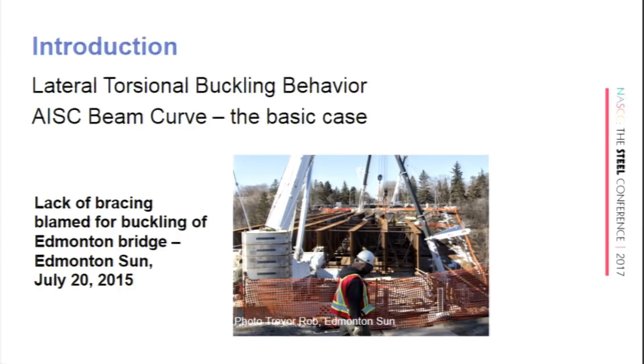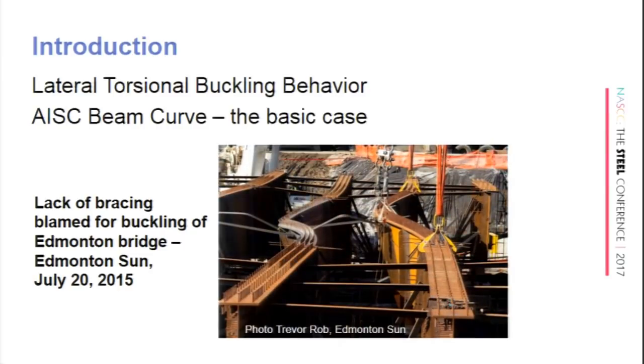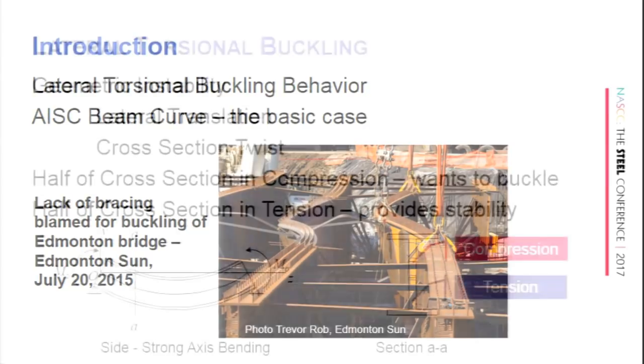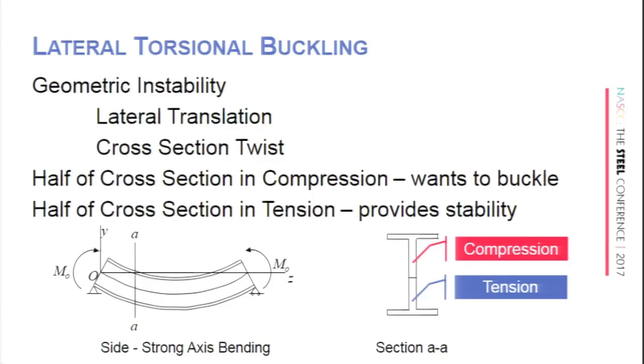We'll talk a little bit about that. Maybe it's not the lack of bracing. Maybe it was something else. So if we zoom in, we can see that nice buckled shape, right, that none of us want to see on the job site when we wake up in the morning and go out there, right? Or get a call to go out in the middle of the night. So what is lateral torsional buckling? Really, just in its simplest form, it's a geometric instability, right?